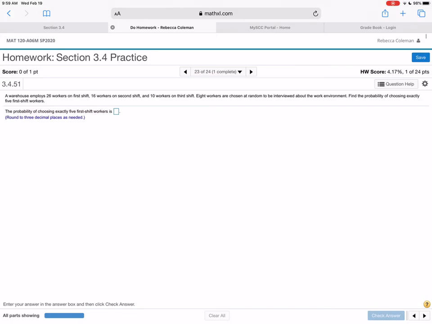So this is actually going to be more like the problem that we did in class with the corn kernels, where you're going to use your NCR function to choose those 5 first shift workers, but then you're going to have to make another selection. You're going to have to multiply by another combination because there are going to be 3 remaining workers that have to be selected. All right, so just keep that in mind when you look at this particular problem. And if you need something to reference, go back and look at the problem that we did in class where we were looking at selecting the 4 corn kernels.